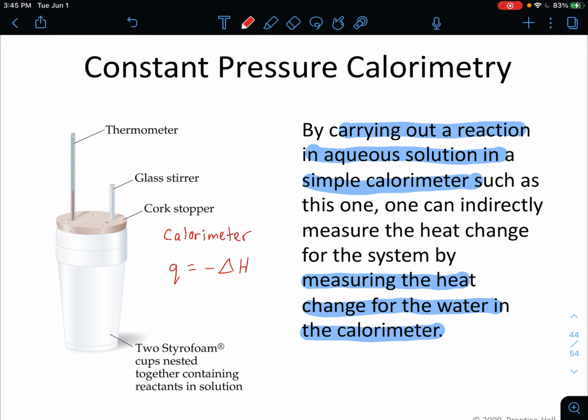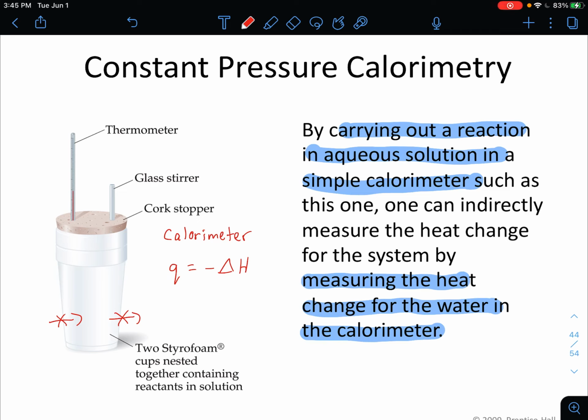In a calorimeter, the heat flow and the enthalpy change are opposites of each other. Normally, they're the same, but the reason for that is there's no heat flow in either direction when we're looking at a coffee cup calorimeter. Heat is not flowing in from the surroundings. Heat is not flowing out of the system to the surroundings.